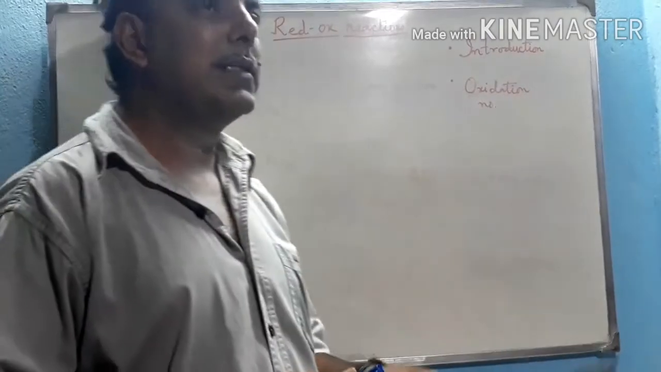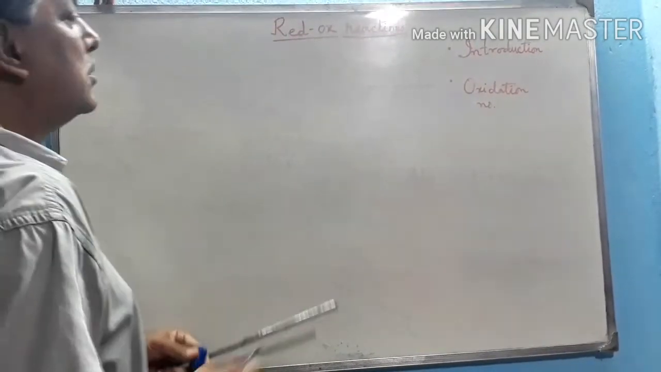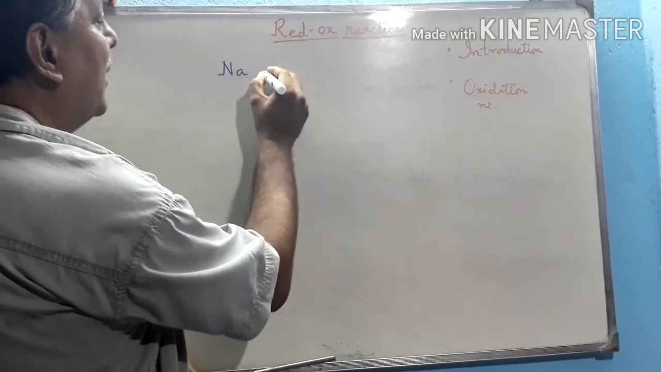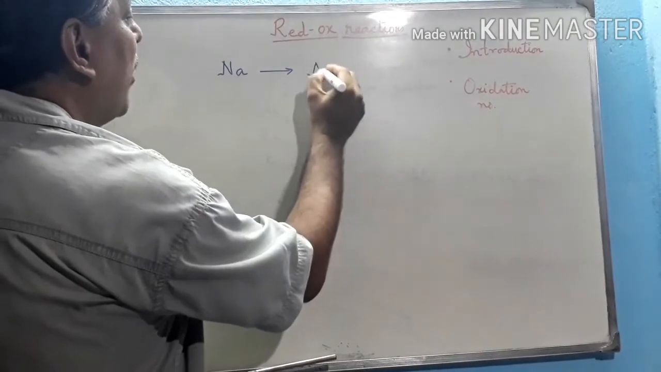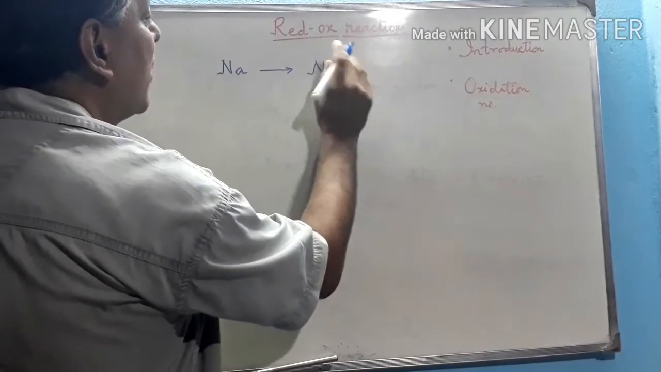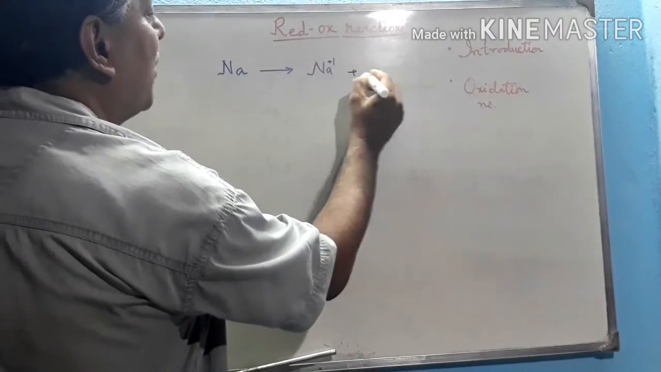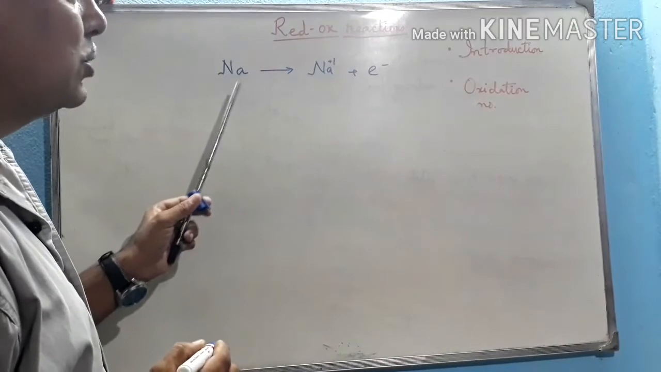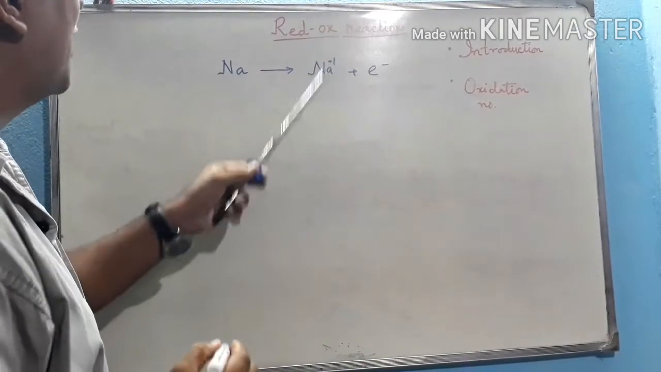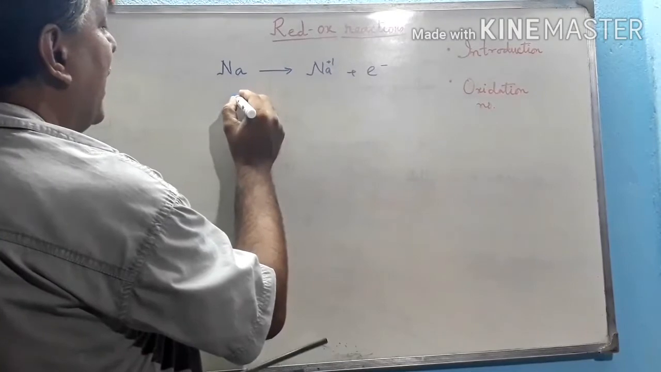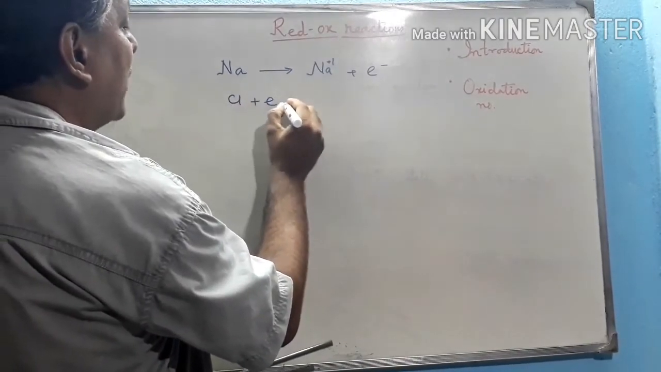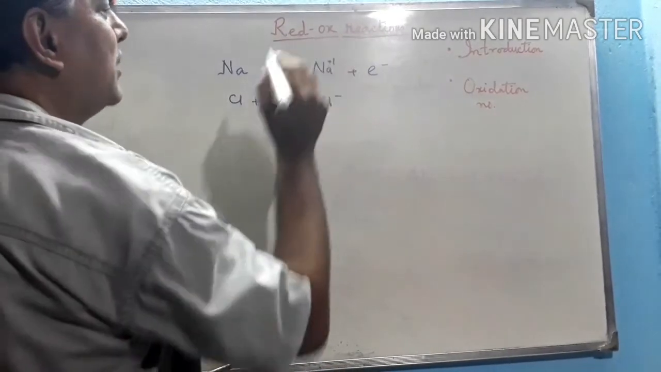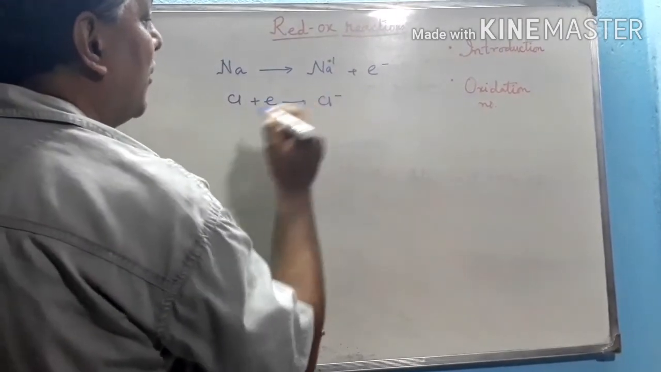Next point is oxidation number. See how the redox reaction occurs. Suppose sodium chloride is formed from sodium and chlorine. We know that sodium forms Na+, liberating one electron from its valence shell because it contains one electron in its valence shell. So it liberates one electron and hence occupies the octet in its valence shell. Chlorine, by accepting that electron, forms Cl-. So here sodium forms Na+, chlorine forms Cl-.